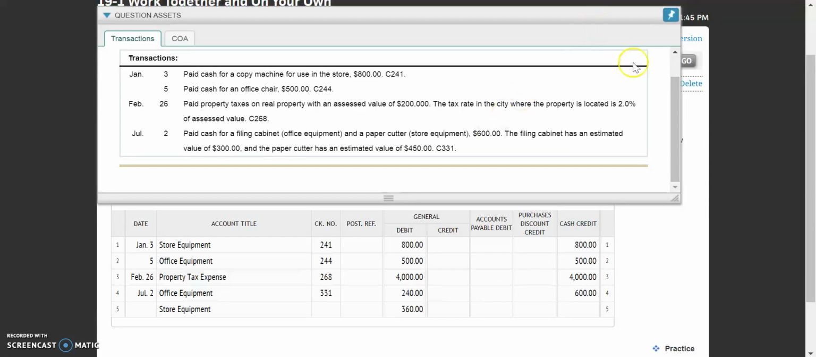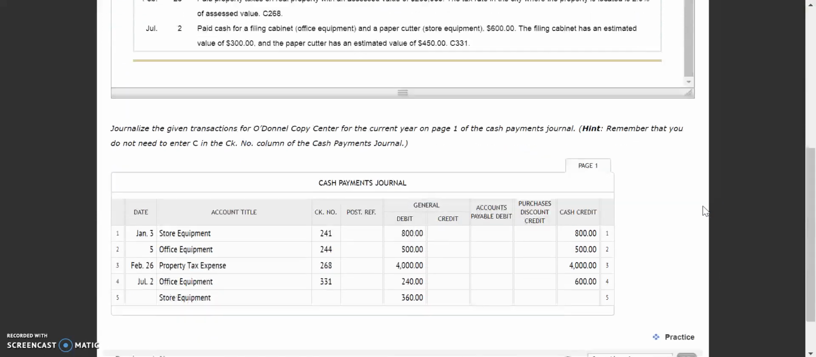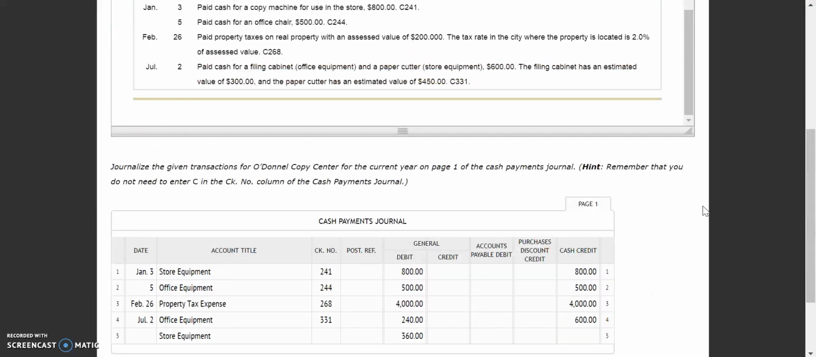So that is our 19.1 work together. Go ahead and do 19.1 on your own and see how that goes.